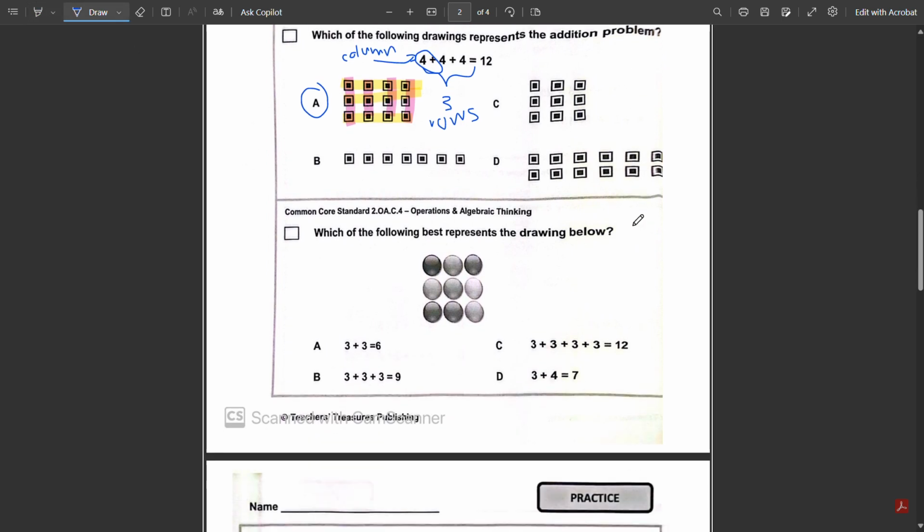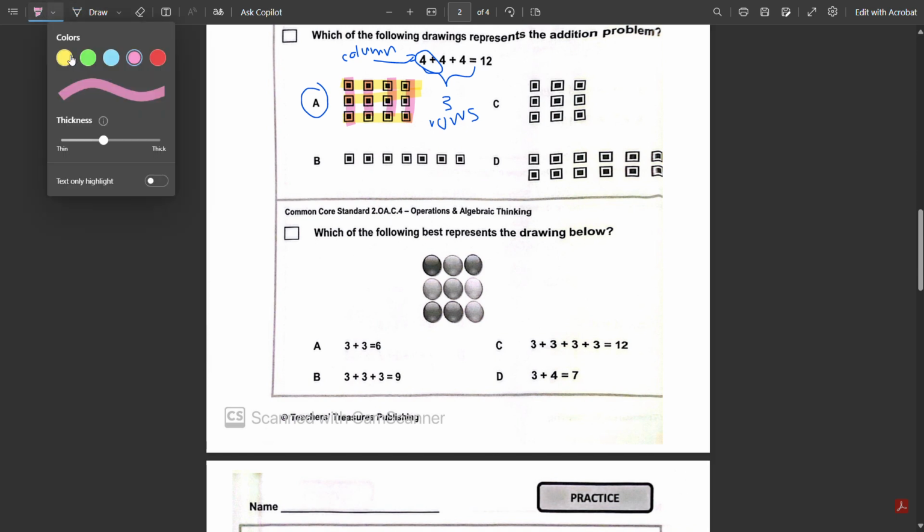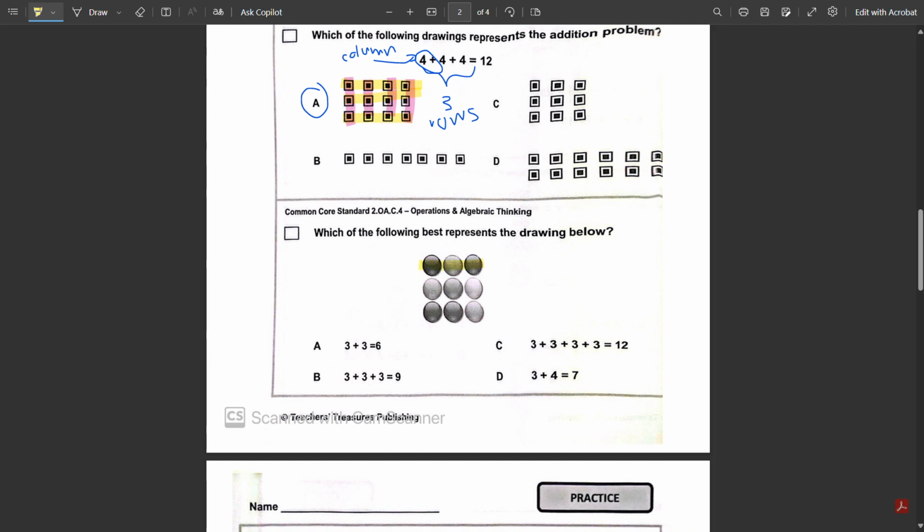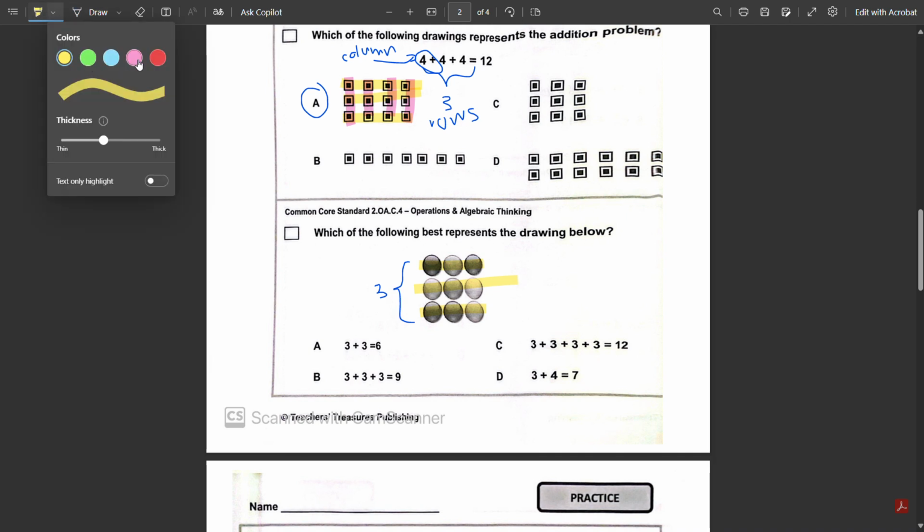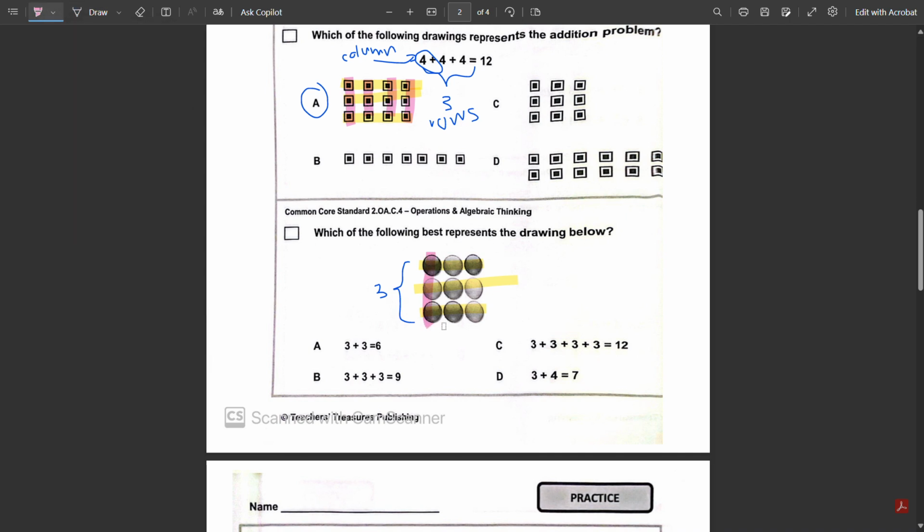Which of the following best represents the drawing below? Here, first count how many rows there are. So 1, 2, 3. So that's 3 rows. And then count how many columns there are. 1, 2, 3. So if we add 3 3 times, it would be B. 3 plus 3 plus 3 equals 9.